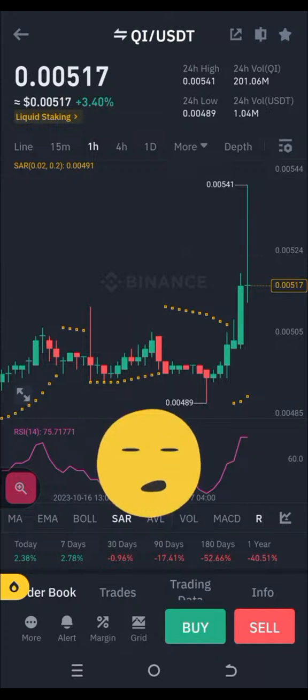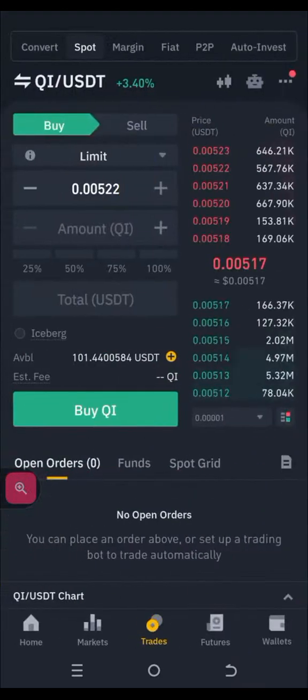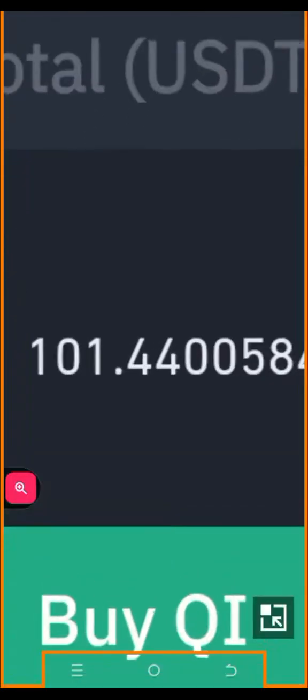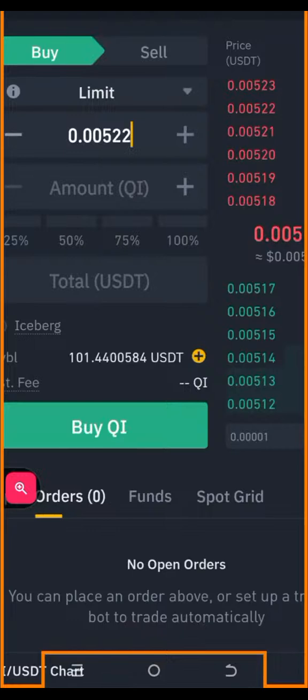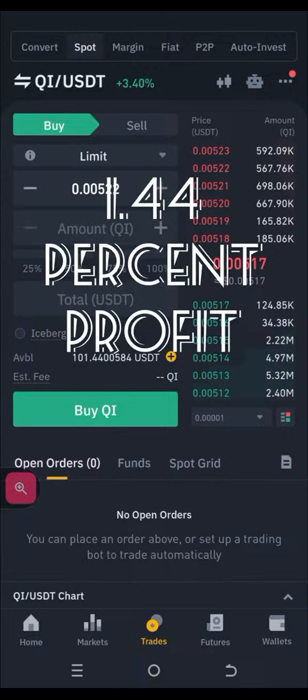But anyways, like I told you, you must have watched in my previous videos that there has been a bloodbath in BTC. But BTC has recovered a little bit. Look at QIBTC. I mean, this is QIUSDT. Look at it. How much did we make? $1.44. Wow. Of course, it was $1.54, but we had to pay 10 cents for fees. So now we're left with $1.44. Good one. 1.44% profit, which is good.